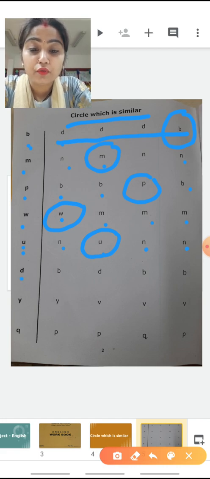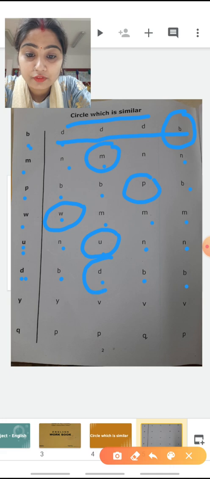Now what we are going to do? We are going to circle D in the given question. So the letters are B, D, B, B. So D is similar to D. So we have circled D.